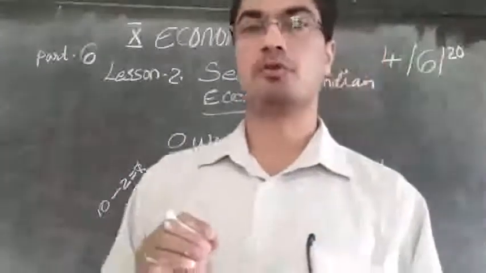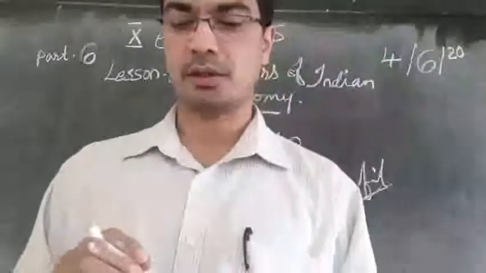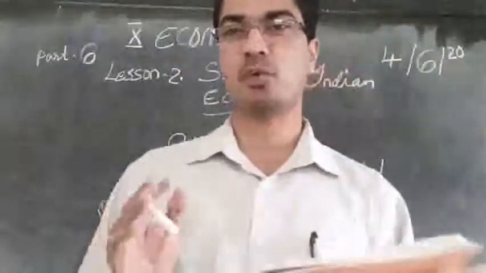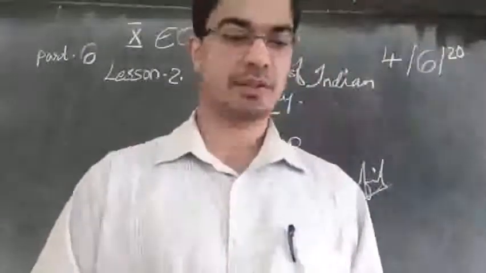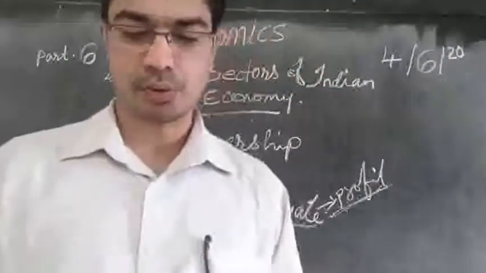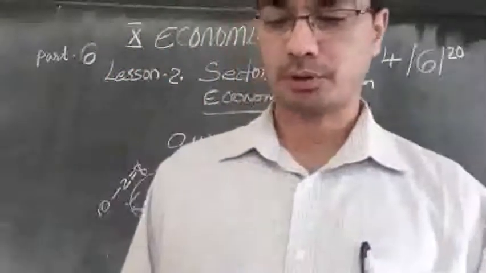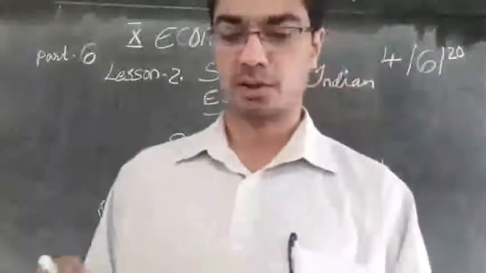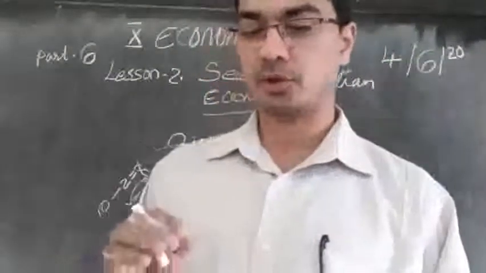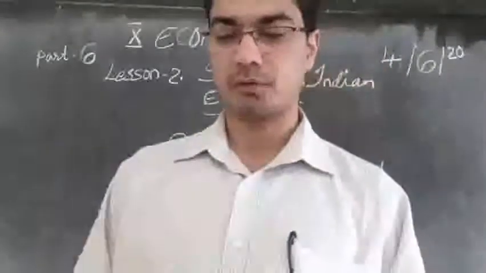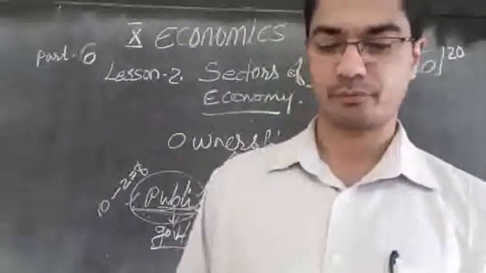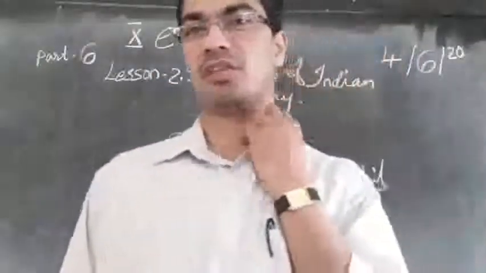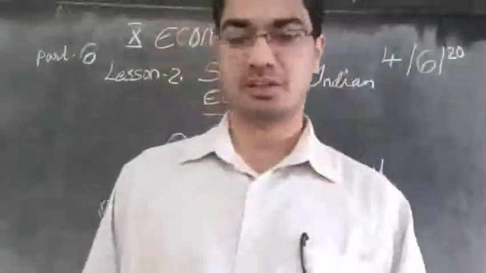Then the next one, number 4, find the odd one out and say why. So different words are given and we have to find out which one is separate from that group and say the reason. The first one says tourist guide, dhobi, tailor, potter. So different people are doing different works. Which one is the odd one? Tourist guide. What service is he doing? Tertiary, isn't it? Doing tertiary service.